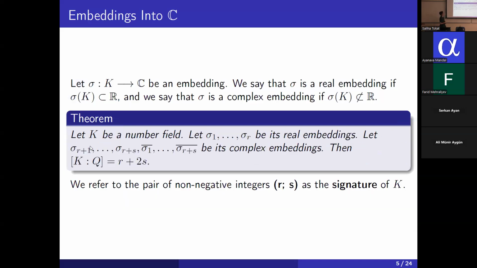Again, we continue with the embeddings. We say that if our embedding sigma lands in the real numbers, it is a real embedding, and if it's not in the real numbers, we call it a complex embedding. Another theorem tells us that if we have r real embeddings and s pairs of complex embeddings, we define a new term, the signature (r, s).